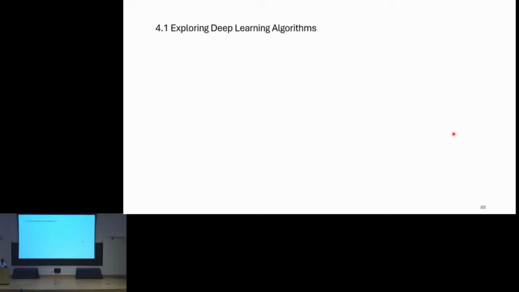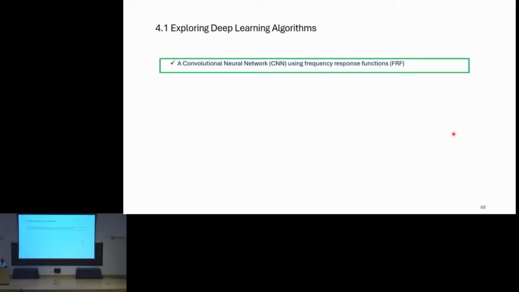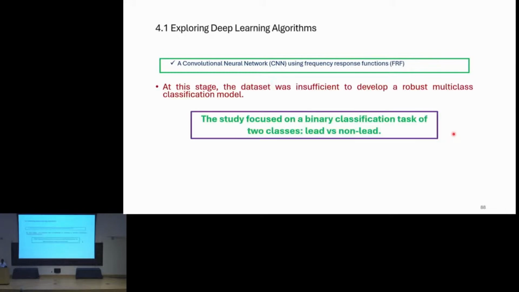Then we moved to explore a deep learning algorithm. We collected a lot of data, so we had to find an alternative way. For that, we used a convolutional neural network, and we used a frequency response function as the input. At this stage, we do not have sufficient data to develop a multi-class classification problem, so we only focused on lead versus non-lead, only two classes.